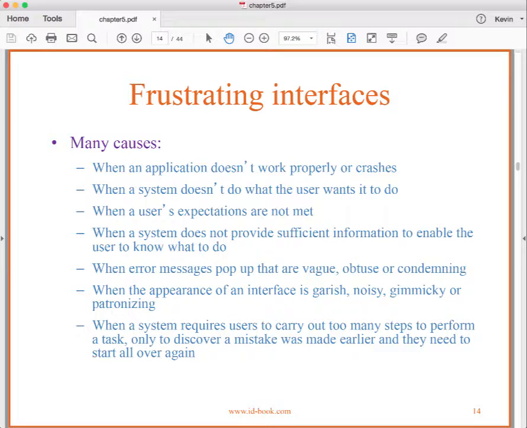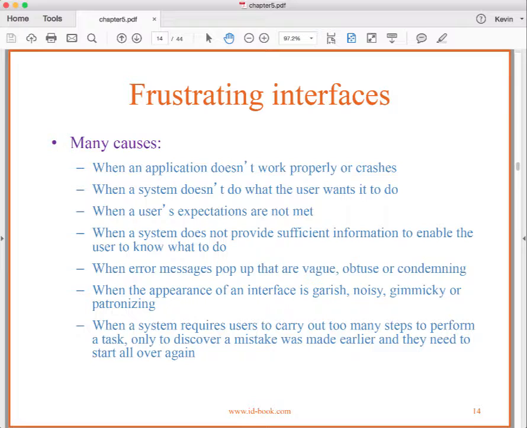When the application doesn't work properly or crashes, when the system doesn't do what the user wants it to do, when the user's expectations are not met, when a system does not provide sufficient information to enable the user to know what to do, so you're kind of at a loss for where to go next. When error messages pop up that are vague, obtuse, or condemning, when the appearance of an interface is garish, noisy, gimmicky, or patronizing, or perhaps all of the above.